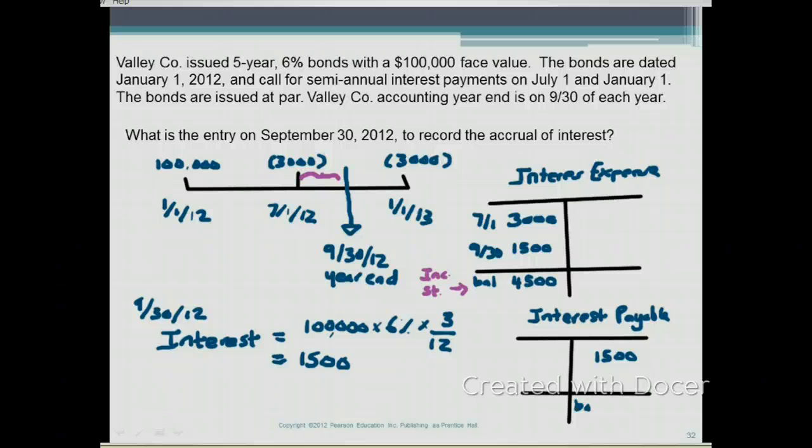The balance in your interest payable account is $1,500, and that will be shown on your balance sheet under current liabilities. Remember that also on your balance sheet you will have the long-term liabilities of $100,000, and that will be shown as the bonds payable. That is the carrying amount of your bond.